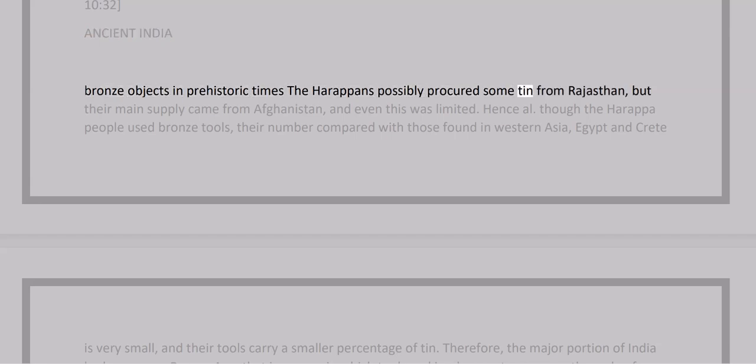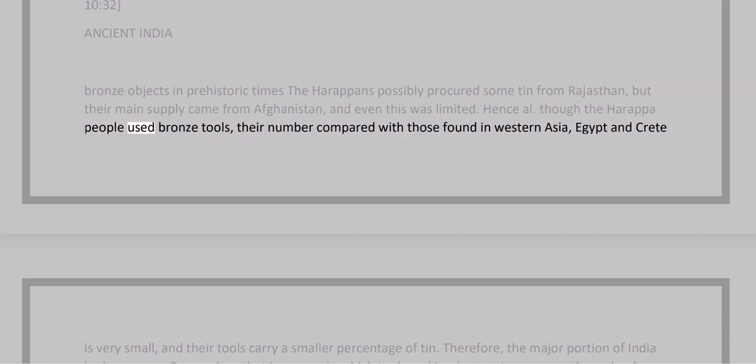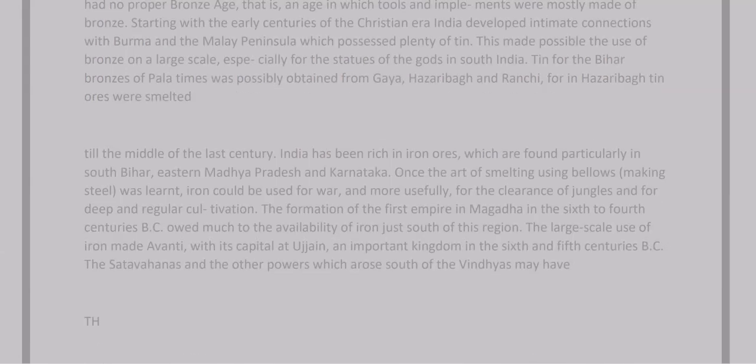The Harappans possibly procured some tin from Rajasthan, but their main supply came from Afghanistan, and even this was limited. Hence, although the Harappan people used bronze tools, their number compared with those found in Western Asia, Egypt, and Crete is very small, and their tools carry a smaller percentage of tin. Therefore, the major portion of India had no proper Bronze Age, that is, an age in which tools and implements were mostly made of bronze.